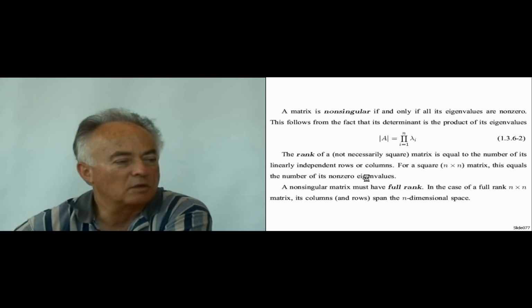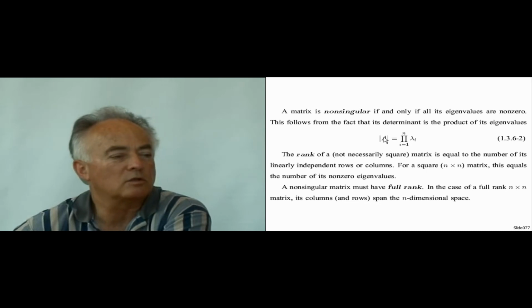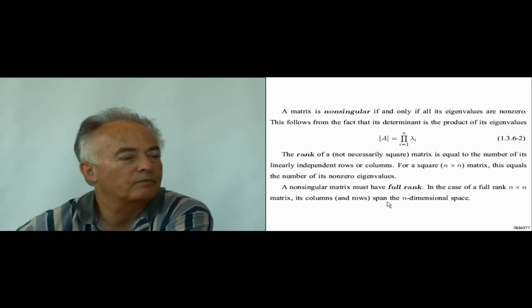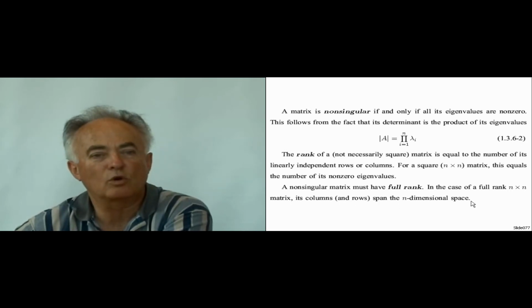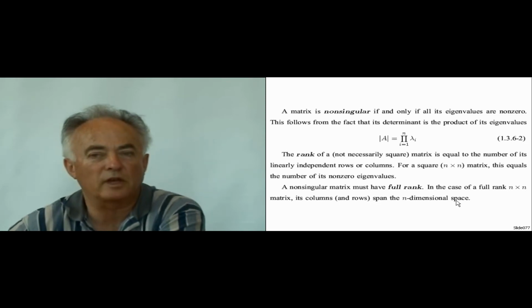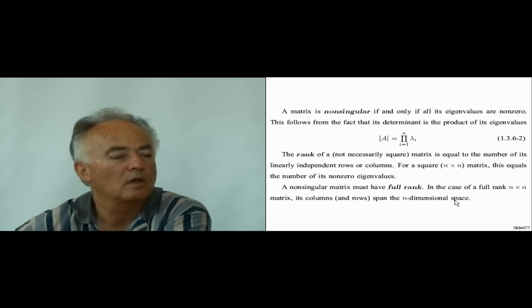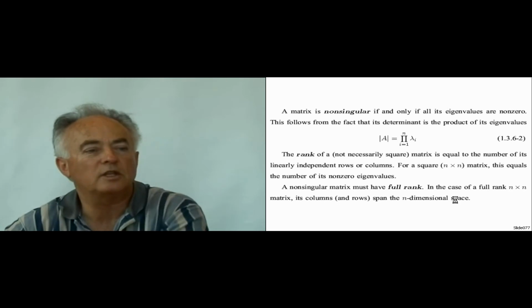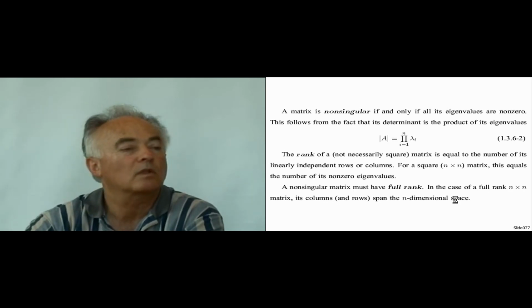A non-singular matrix, obviously, you need a determinant to be non-zero, must be full rank. In that case, you have a full rank n by n matrix. Its columns and rows span the n-dimensional space. No column is a linear combination of any other columns. That is the essence of guaranteeing invertibility.